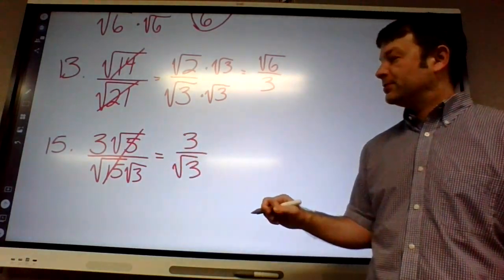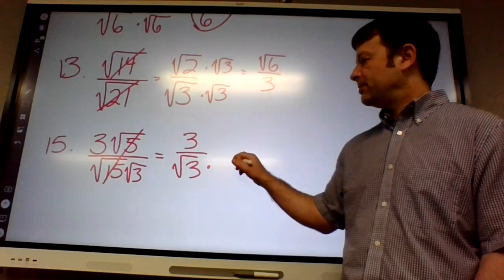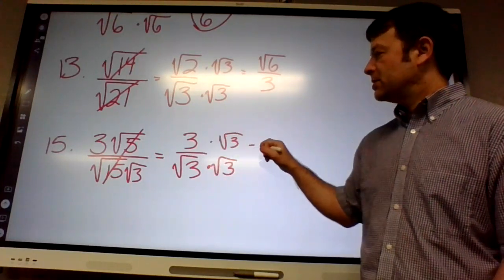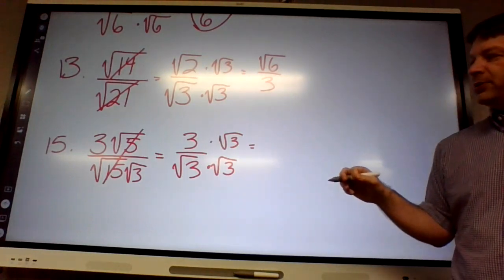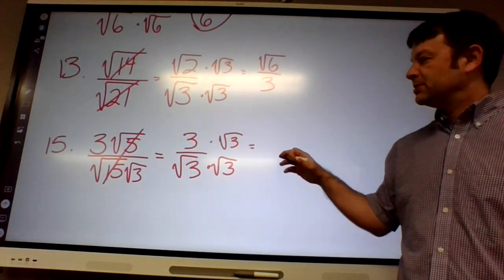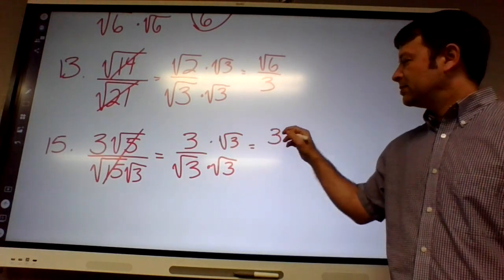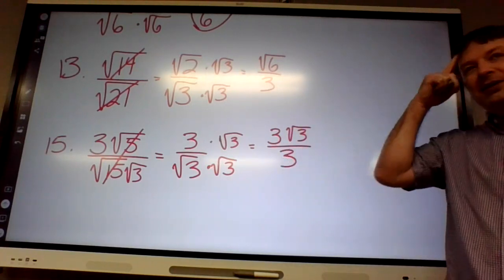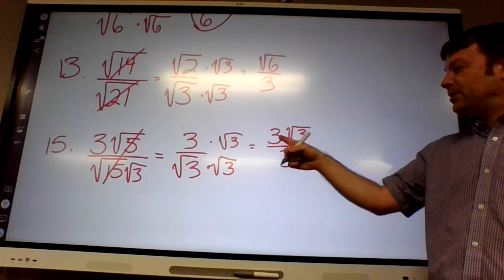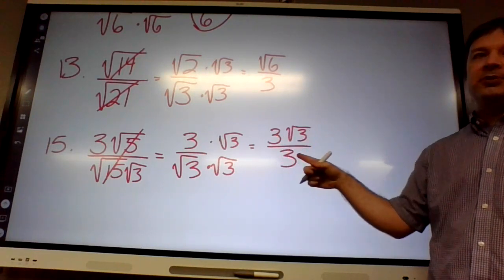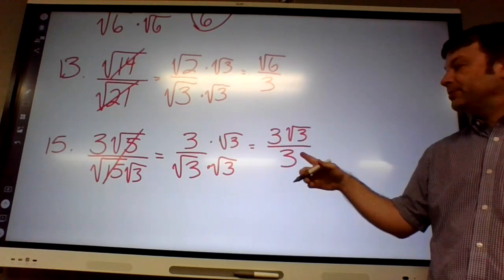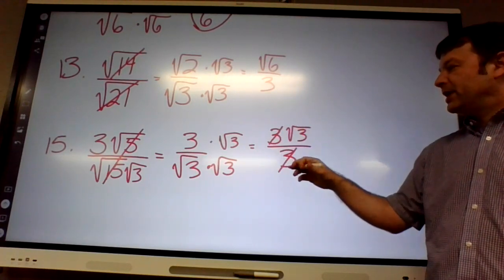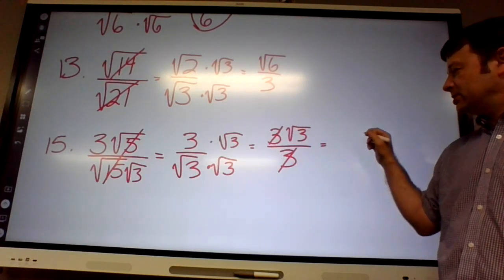Now what do I do? Multiply by square root of 3 on both. What will the top become? 3 square root of 3. And then you cancel out the 3. This is the first time this happened. The 3's, since they're both normal 3's, we can reduce those like normal. What's 3 over 3 reduced to? 1. And what's 1 times square root of 3? Square root of 3.